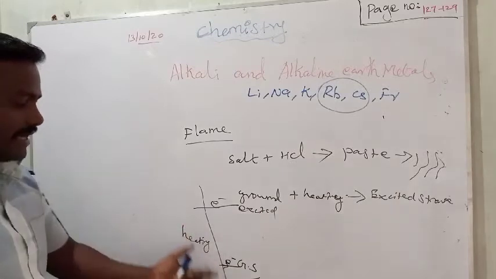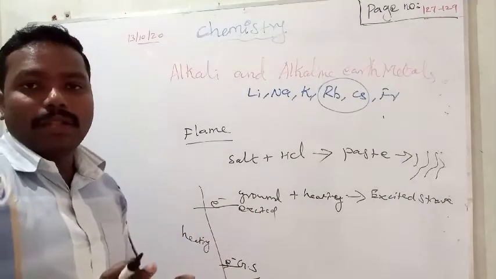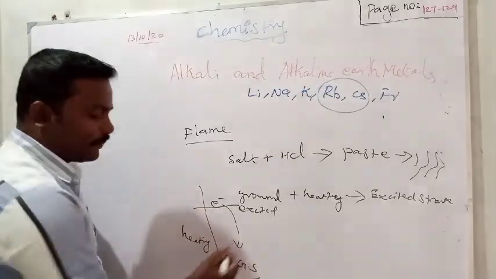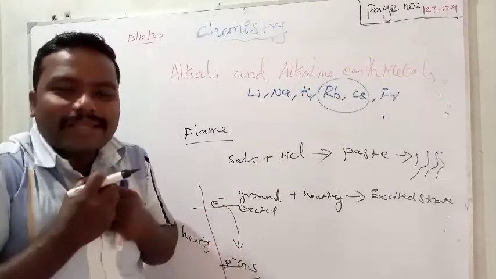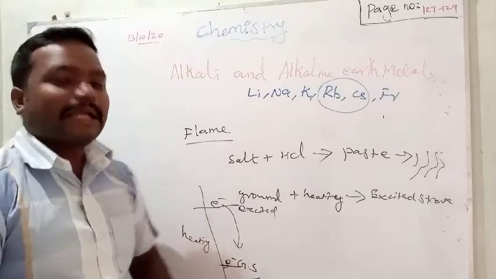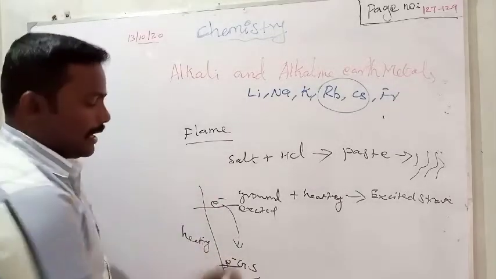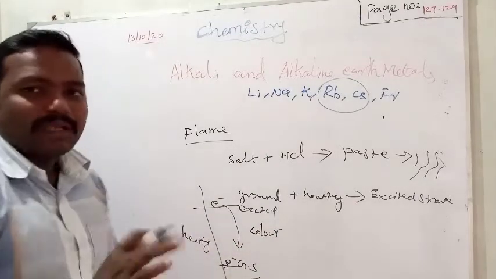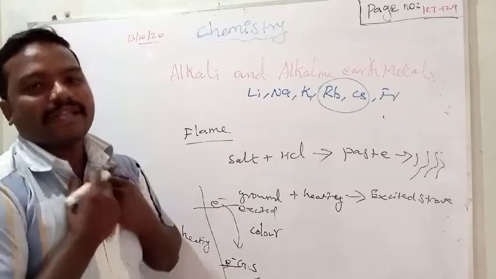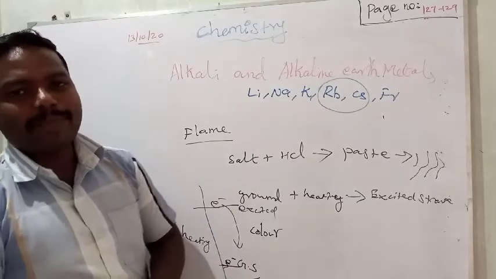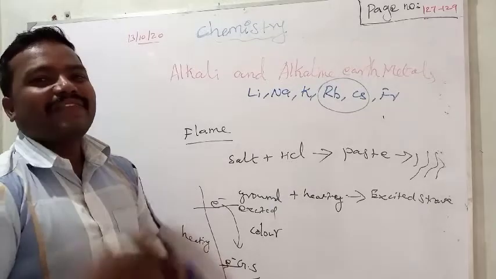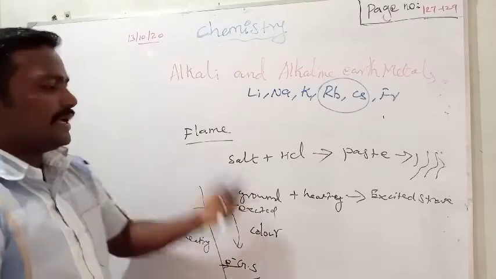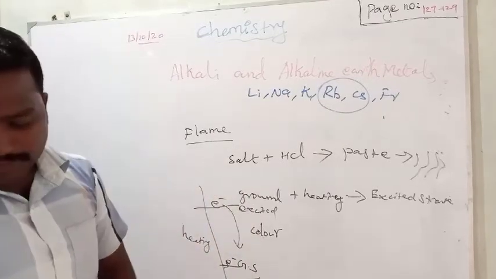Because the excited state is not stable, it is unstable. After some time it will come back, but in the beginning it absorbs some energy. While coming back it should emit that as a color flame. So while going up to the excited state, it absorbs heat energy. When they come back to their original ground state, they emit that absorbed heat energy as a color flame. That's why they produce different colors, right?